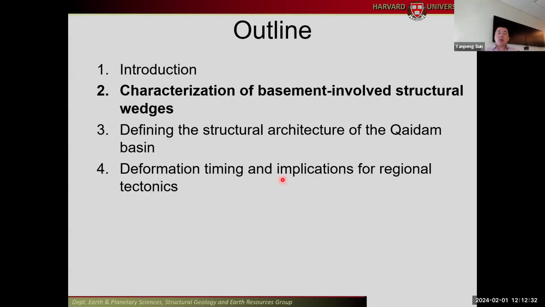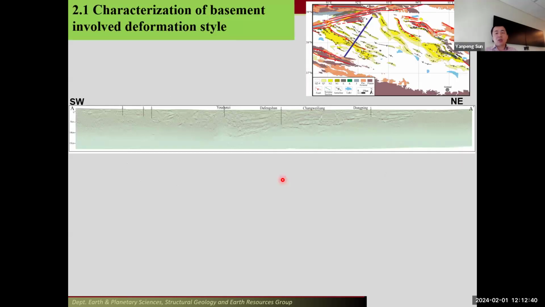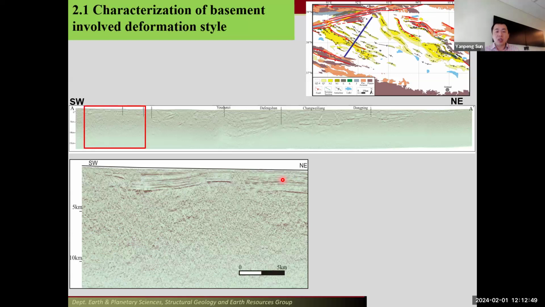Moving next, I'll try to characterize, as I mentioned, the basement-involved structural style in this basin, particularly the structural wedges. First, I want to show again the regional line one-to-one scale, mainly on the western side of the basin. As I zoom in, you will see, and I'll put in some of the stratigraphy here, it's still not that high scale, but I will walk into the detail.